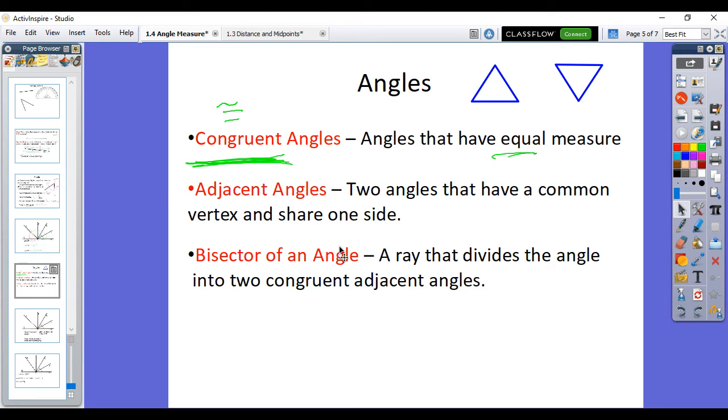Adjacent angles are two angles that are right next to each other, so they share a vertex and one side. A bisector of an angle is the ray itself that cuts an angle in half.